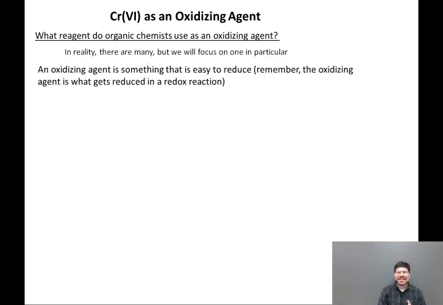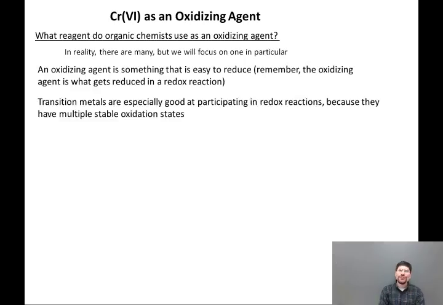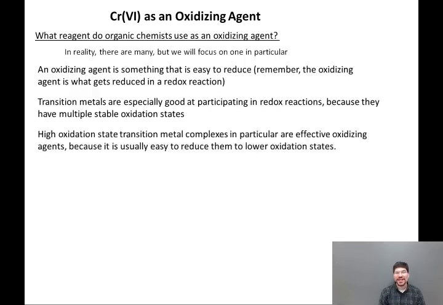So an oxidizing agent is something that is easy to reduce. Remember, in a redox reaction, something gets oxidized and something gets reduced, and the oxidizing agent is that which gets reduced. Transition metals are especially good at participating in redox reactions because they have multiple stable oxidation states.